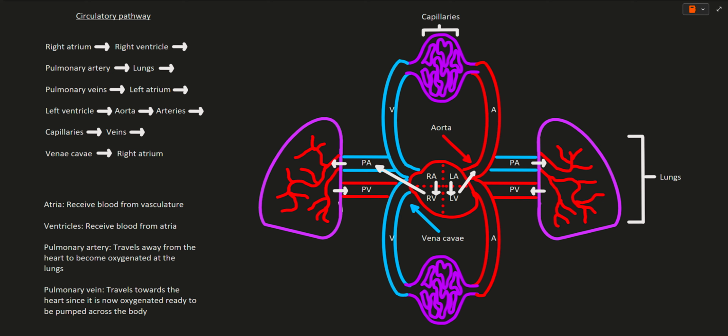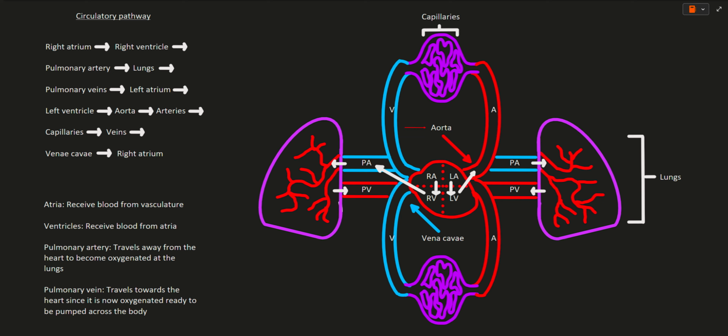Now that the blood is oxygenated, it returns to the heart through the pulmonary vein. It re-enters the heart, but this time through the left atrium. This oxygenated blood is then pumped into the left ventricle. Then, this oxygenated blood exits the left ventricle into the aorta.